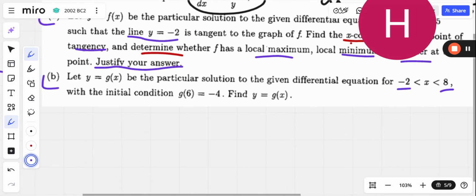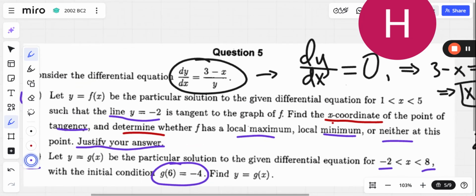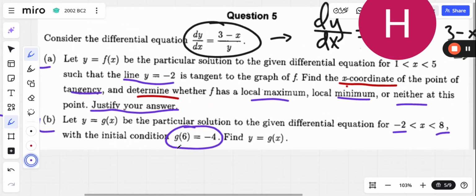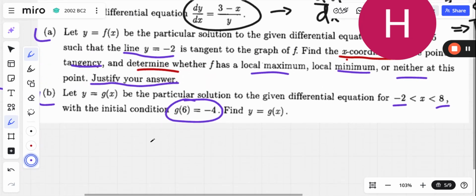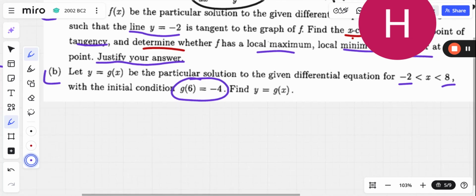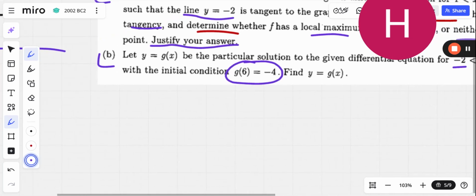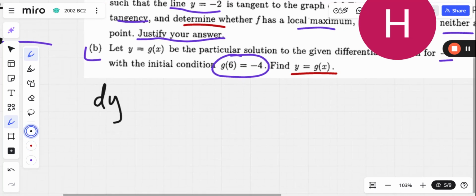Okay, and let y equals g of x be the particular solution with this initial condition. So they gave us an initial condition. We already have an initial condition, that was 3 comma negative 2. And now we have another initial condition. That kind of hints that we're going to have some sort of exponential function. So I'm guessing we're going to have an exponential function. But let's separate this properly. Let's find, that's the goal anyways, let's find the function y equals g of x.